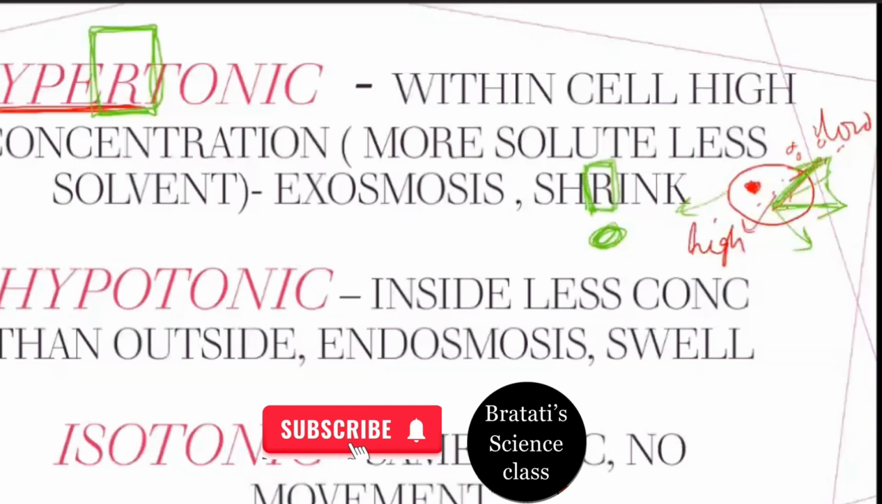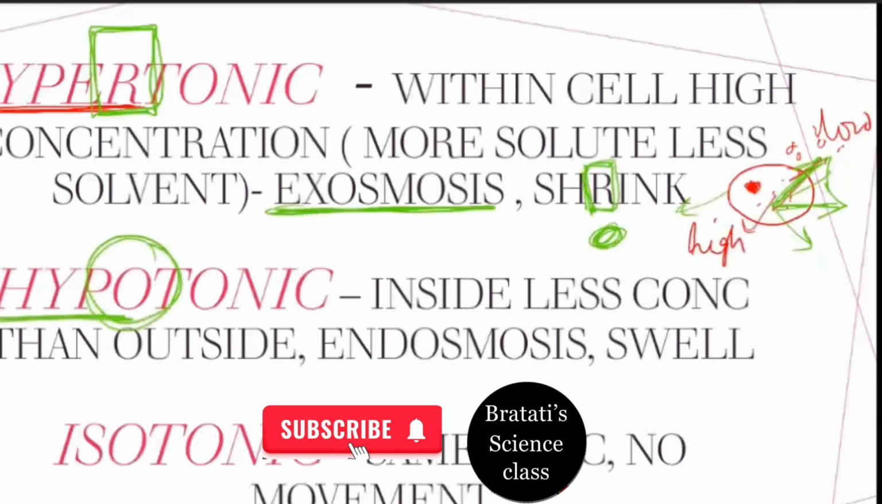The question comes, if you put a cell in the hypertonic solution, what will be the result? Whether it will swell or it will shrink. The answer is it will shrink because it will show exosmosis. Exosmosis means from high to low, the solvent will come out from the cell to the outside. Clear?